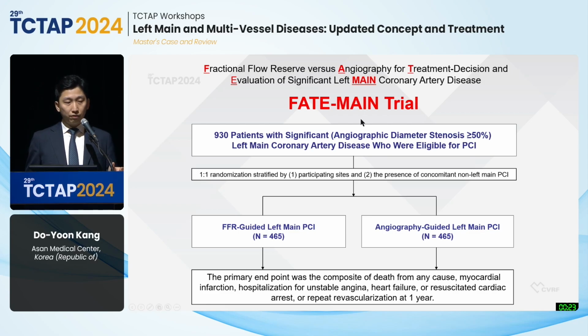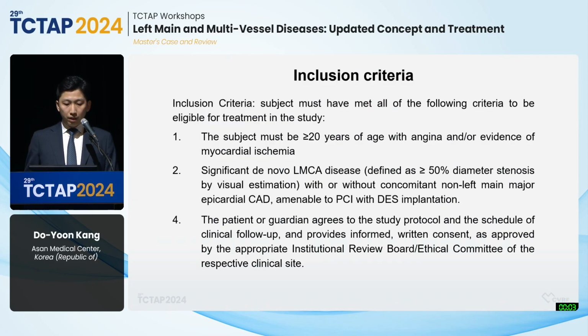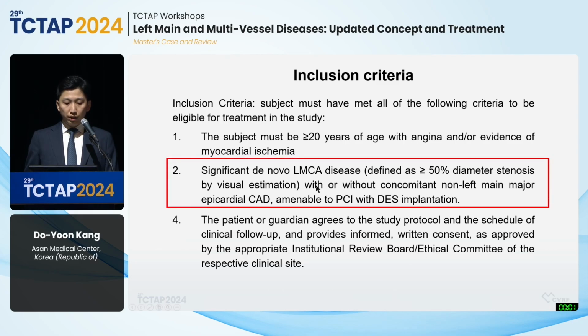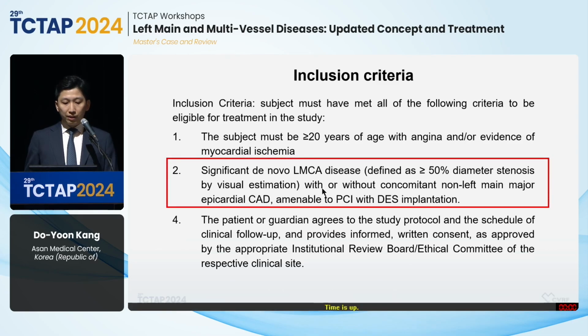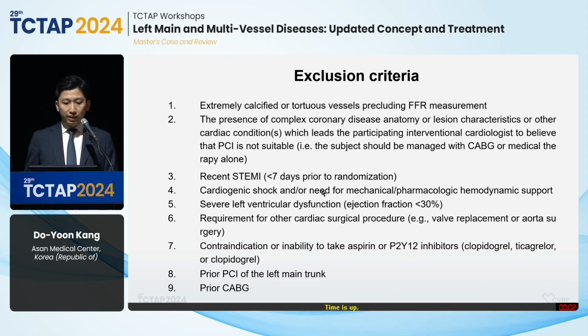This is the FATE Main trial that was introduced by Dr. Park. FFR-guided left main versus angiography-guided left main PCI will be compared, with the primary endpoint of the composite of death, MI, hospitalization for unstable angina, heart failure, or cardiac arrest, or revascularization at 1 year. We will include left main coronary artery disease with 50% diameter stenosis or more.